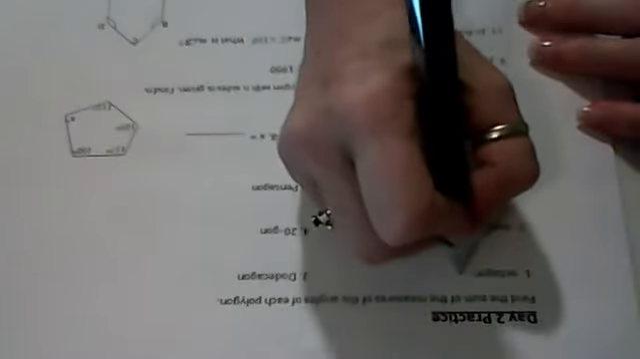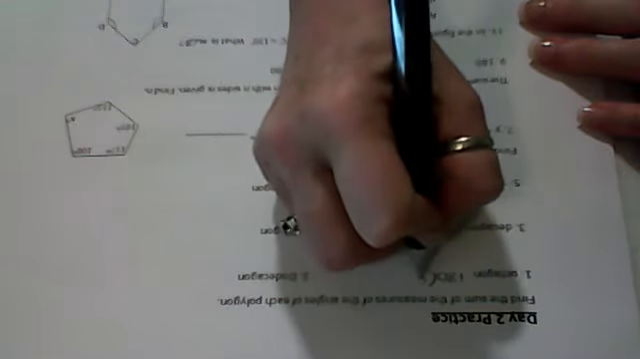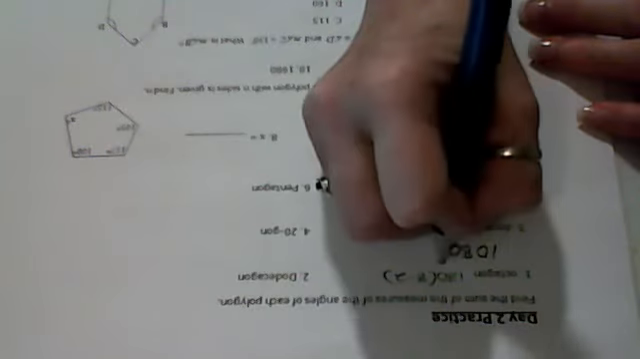Okay, so let's practice some problems. It says find the sum of the measure of the angles of each polygon. So an octagon, 180 times (8 minus 2) would be 180 times 6, which gives me 1,080 degrees.